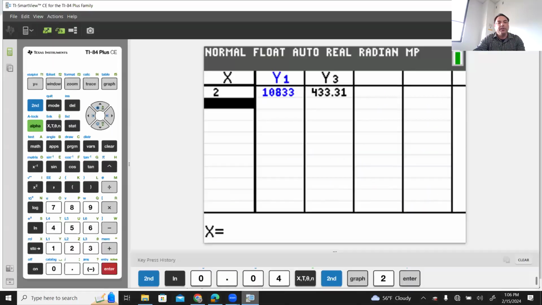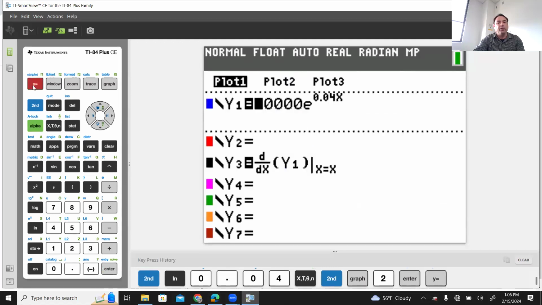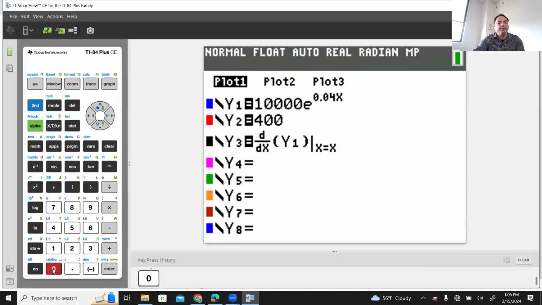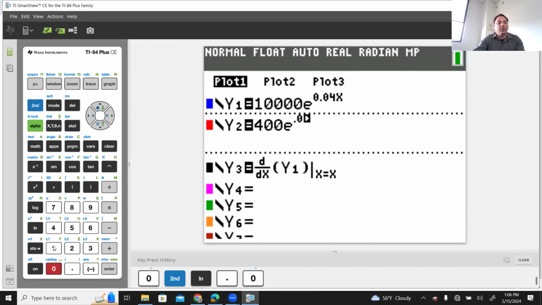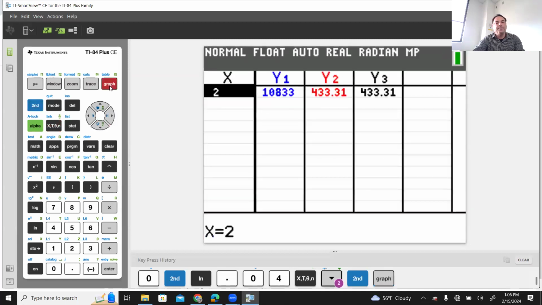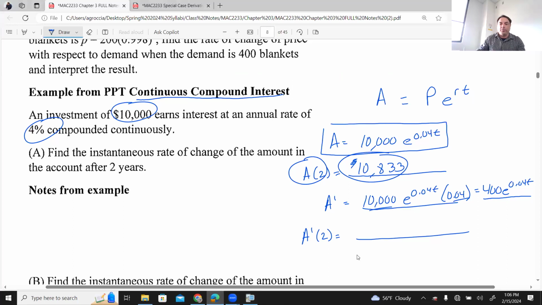And we can check that by going to the calculator. Go to y equals, and we put in 400 e to the 0.04x. Y3 is the derivative in the calculator. That's a good way to check our work and see if we didn't make any little mistakes. And notice both of them are 433.31.